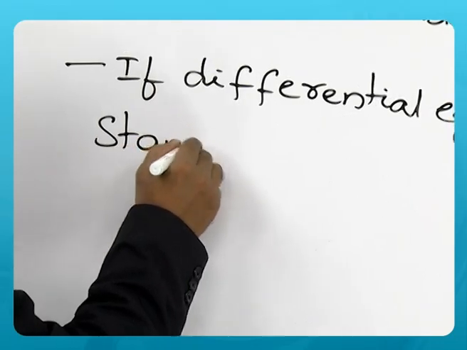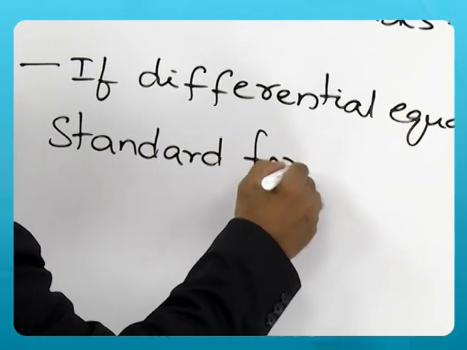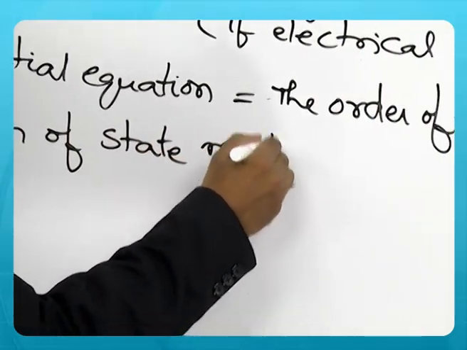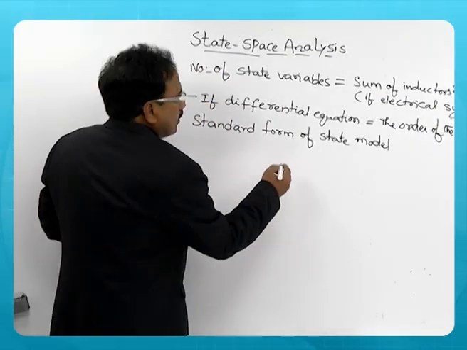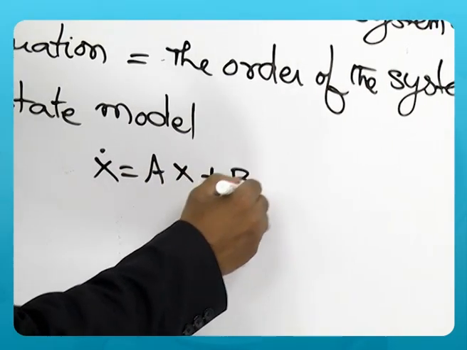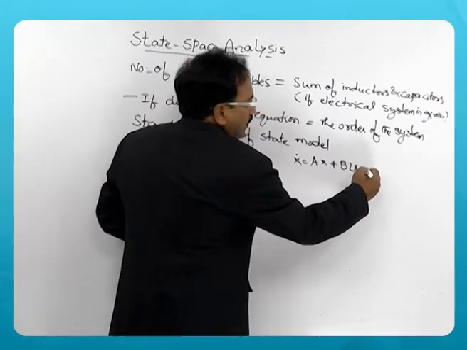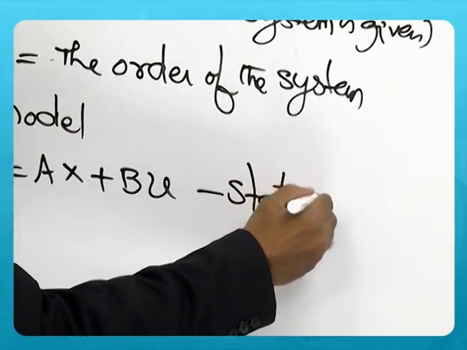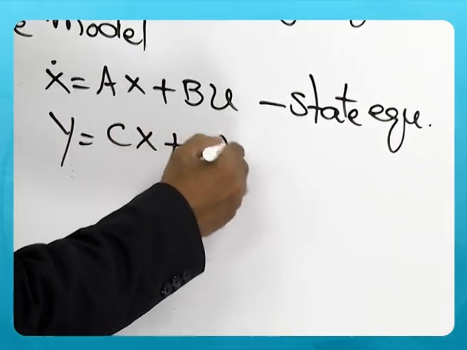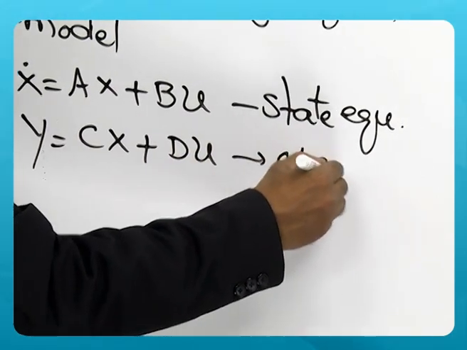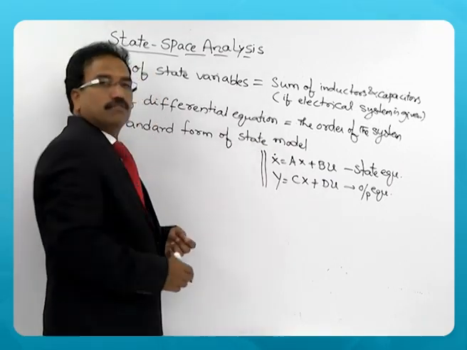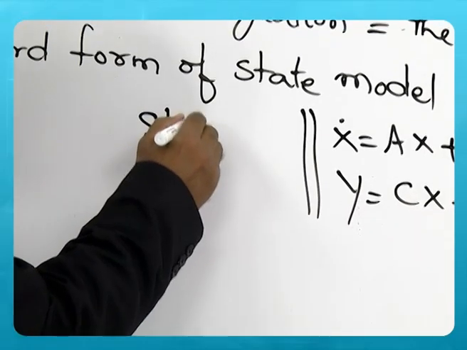And the standard form of state model is given by x dot is equal to Ax plus Bu, known as the state equation, and y is equal to Cx plus Du, this is known as the output equation. So together, the state equation and output equation are known as the state model.